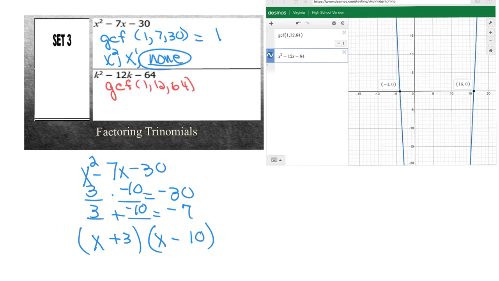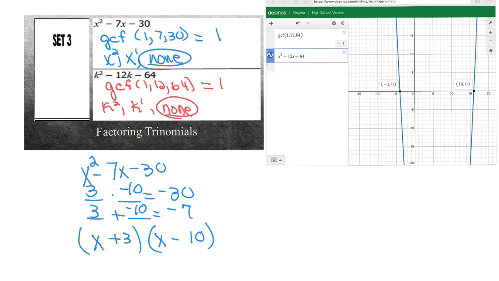All right, my second equation I have on the calculator typed in to find the GCF of the numbers. My numbers are 1, 12, and 64. Notice I don't put any negatives there because the GCF is going to give you a positive number. If you did type the negatives, the answer is still going to be 1. And I look at my variables. I have k to the second. Second term is k to the first. Third term, 64, has no k's. Therefore, there are no k's in my GCF.